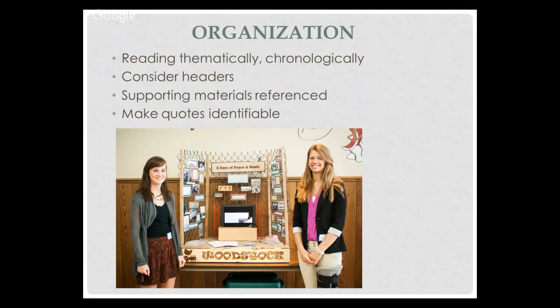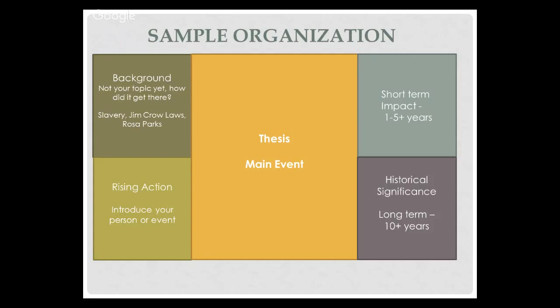So a lot of you might think of, if you have a trifold, this is the kind of system that we'd use to explain to students. So in background, you're talking about things not related to your topic yet. If I was talking about Rosa Parks, in my background, I would first talk about slavery, Jim Crow laws, things that build up to Rosa. Then we get into the rising action. That's when we introduce the person and the event, because Rosa Parks doesn't make sense without talking about slavery and Jim Crow.